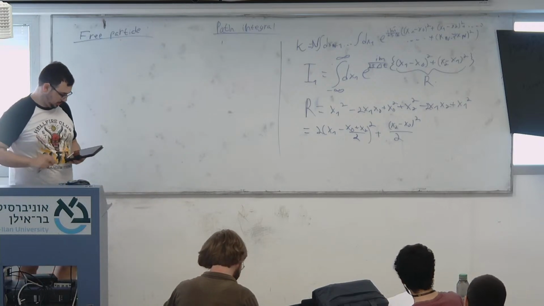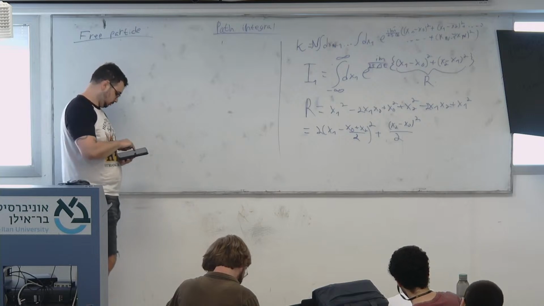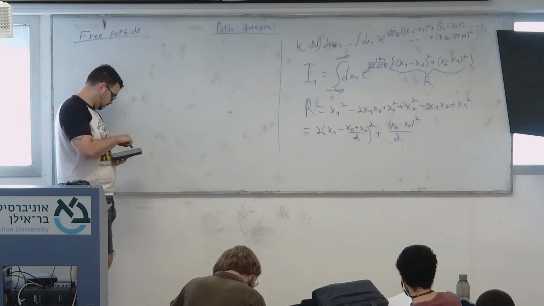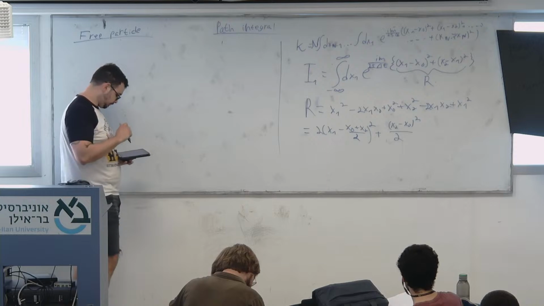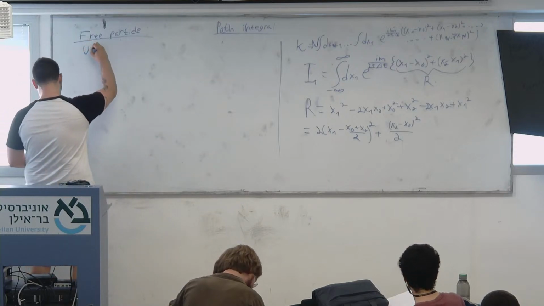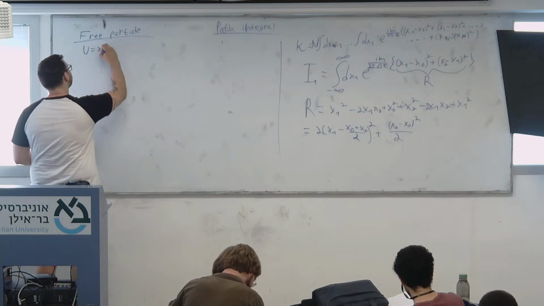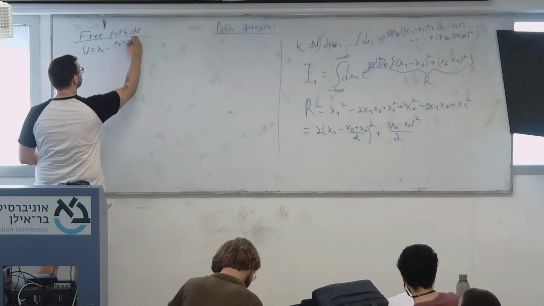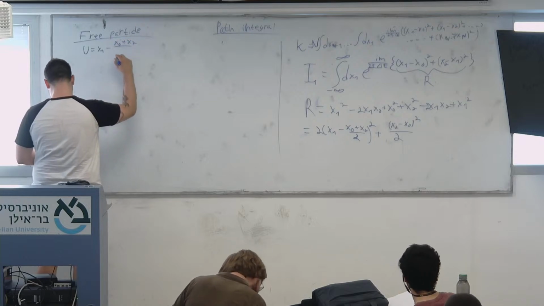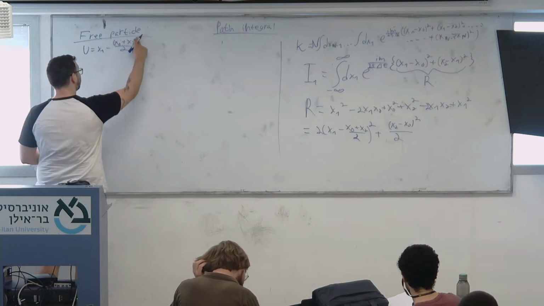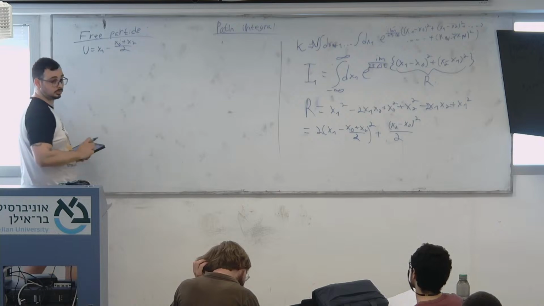I'm gonna change... Now we're gonna do the transformation. u is equal to x1 minus (x0 plus x2) divided by 2. Like this. Okay.